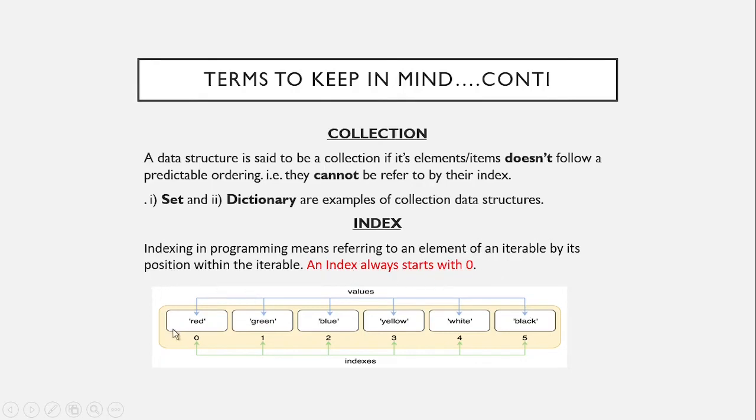An example is here. So we have a list of colors, right? The first item in this list is red. Red has an index of 0. Always, the first item in the list, either a list or a tuple, has index 0. We'll be learning more about that in the practical side.